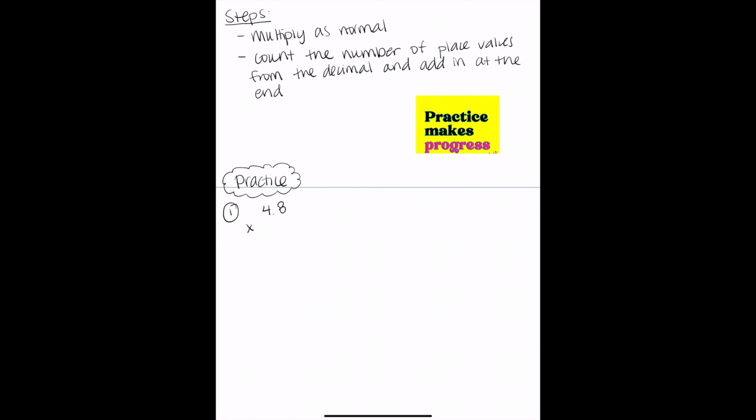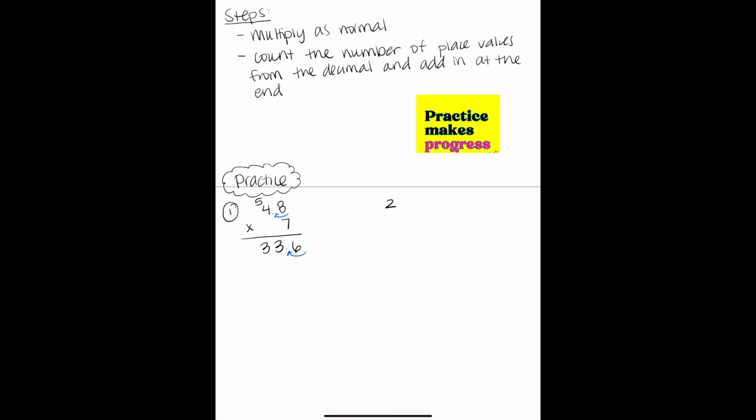So for number one, we're going to do 4.8 times 7, right? Decimal times a whole number. And what was our first step? Multiply as normal. 8 times 7 gives me 56. 4 times 7 is 28, plus the 5 will give me 33, right? Now we're going to count the number of place values. The 4.8 has one place value, right? It has one away from the decimal point. So we're going to add in one place value to our answer as well.